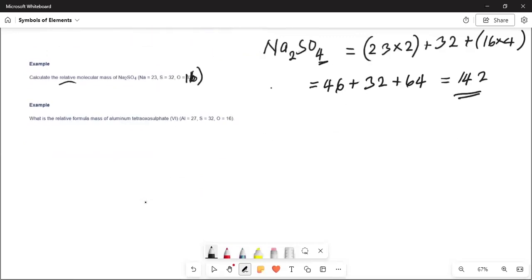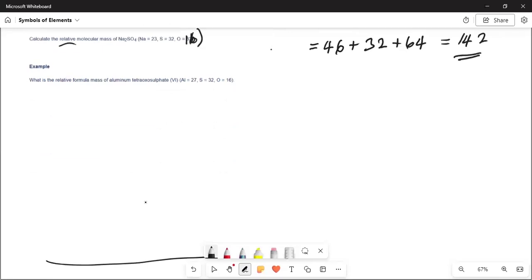Then this is the relative formula mass of aluminum tetraoxosulfate 6, where aluminum is 27, sulfur is 32, and oxygen is 16. Now, if you look at this question, the formula for aluminum tetraoxosulfate 6 is not given to us, so it is left for us to write it by ourselves. Aluminium is Al, that's the symbol of aluminum. For us to be able to write the correct formula, we need to know the valency of aluminum. And the valency of aluminum is 3 plus.